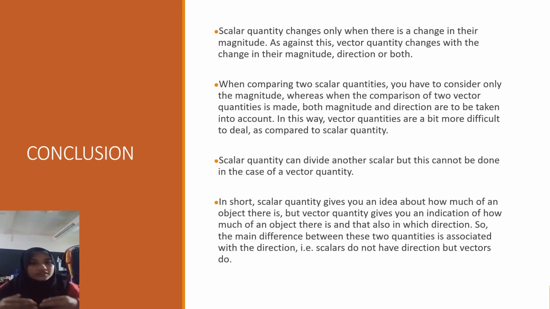In this way, vector quantities are a bit more difficult to deal with as compared to scalar quantities. A scalar quantity can divide another scalar, but this cannot be done in the case of a vector quantity. In short, a scalar quantity gives you an idea about how much of an object there is, but a vector quantity gives you an indication of how much of an object there is, and also in which direction.